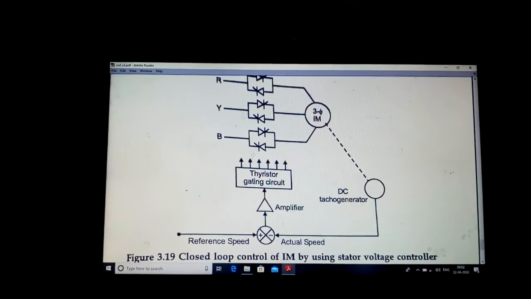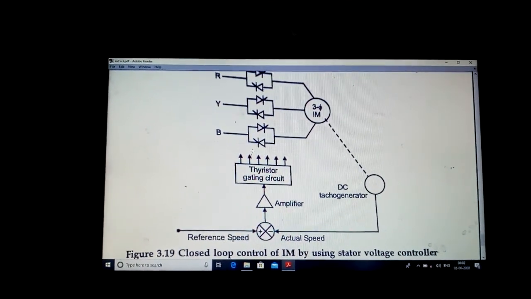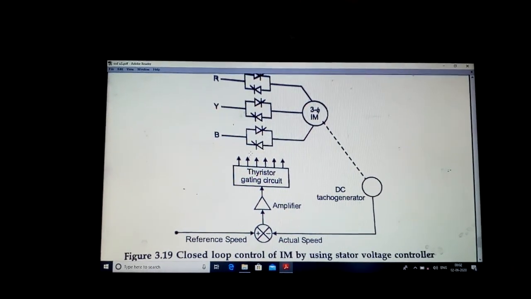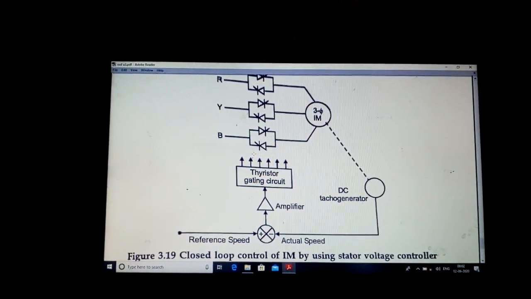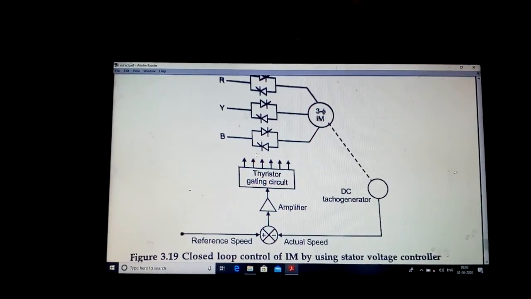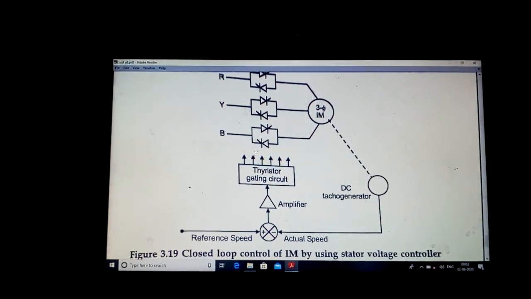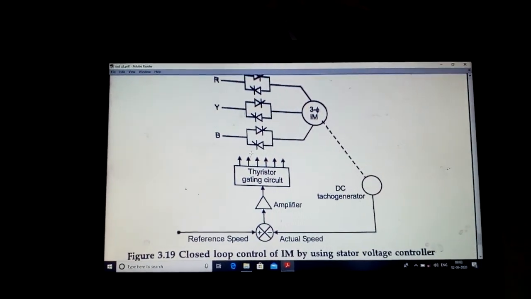So this is the structure of the closed loop system of induction motor by using stator voltage controller. Up to this we have seen stator voltage control. Next session we will see the rotor voltage control. Thank you to one and all.